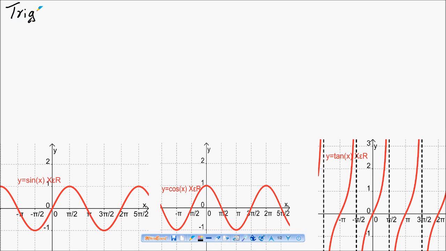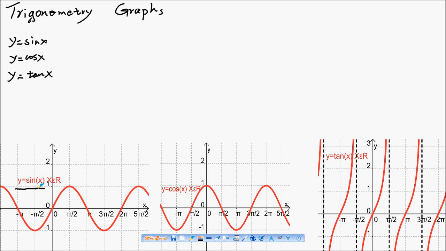Here I'm going to show you how to sketch trigonometry graphs. As you all know, there are three types of trigonometry graph: y equals sine x, y equals cosine x, and y equals tan x. Here is what they look like. Let's look at y equals sine x first.